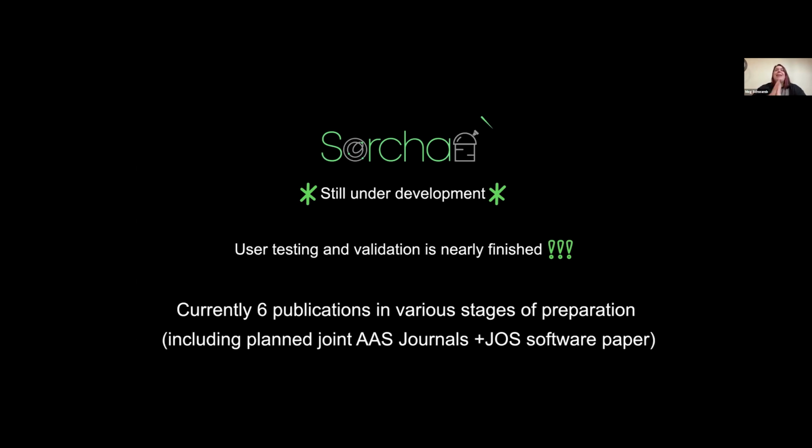So the idea is to get as close as possible, and then we'll finish testing and validation in the next month or so. So we have 6 publications at various stages, including a joint AAS journals and a JOSS software paper that we plan to submit. So stay tuned. We will be very happy to share the code once we are through the rest of the user testing and validation gauntlet.